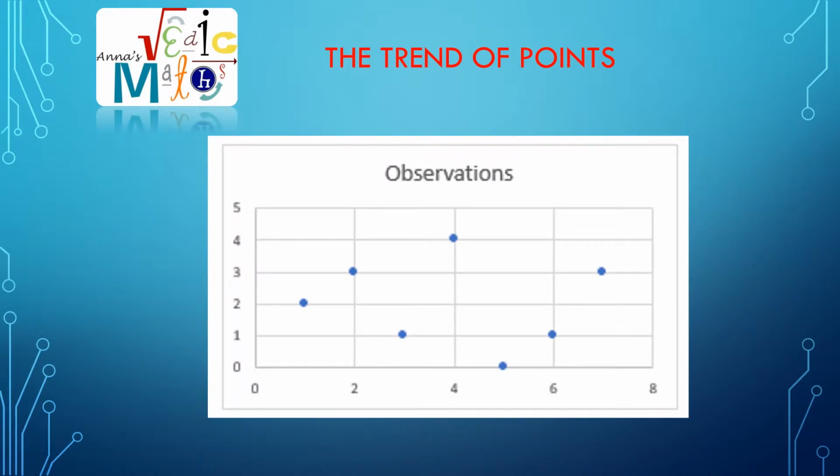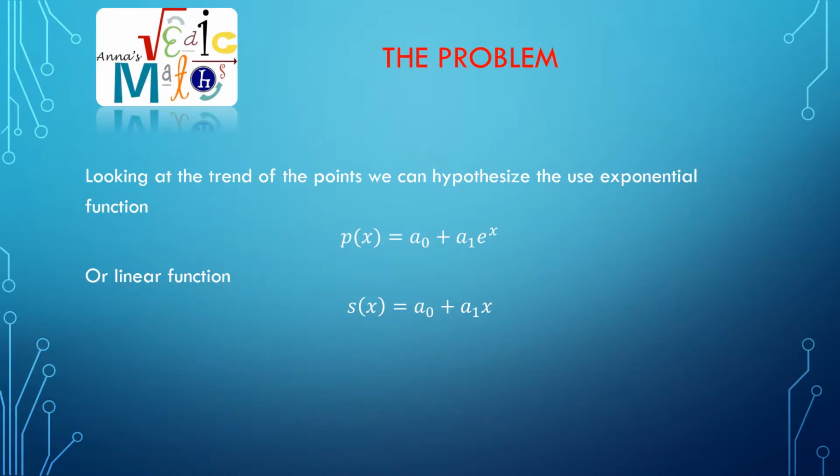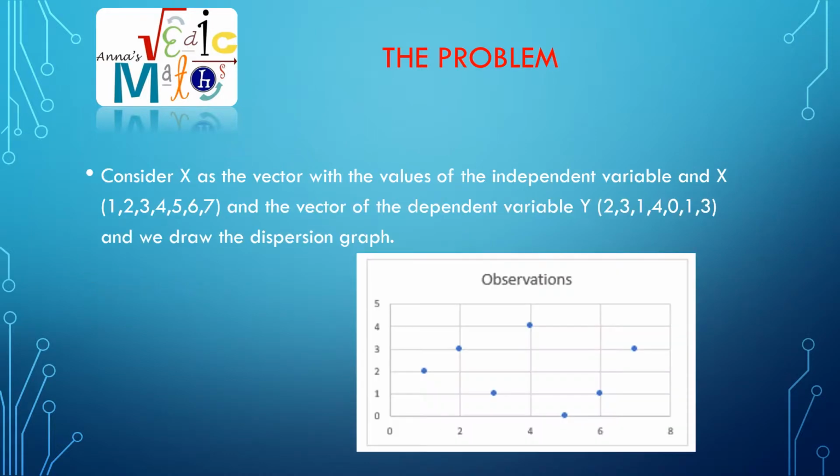This is the picture of the cloud of points. For this trend of points, we can decide to use the exponential function or the linear function. Here are the two sample functions: p(x) equals a0 plus a1 e^x, the exponential function, and p(x) equals a0 plus a1 x, the linear function. Here are the values of the independent variable x written as a vector and the dependent variable y written as a vector. We want to find the curve corresponding to the points.